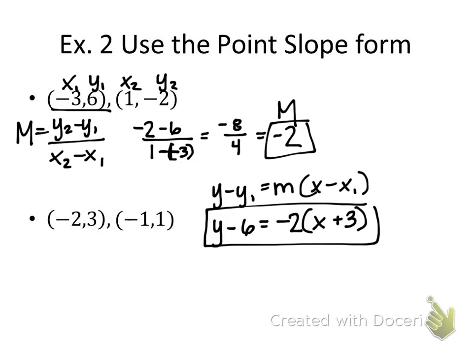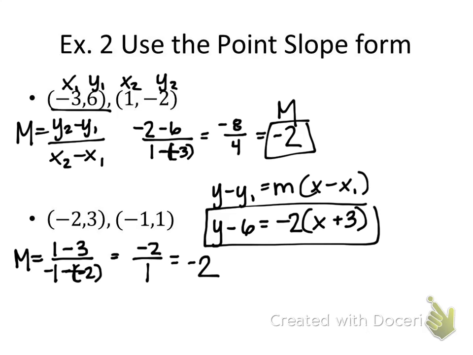Okay, so let's do the same thing in this next problem. I've got to find a point and a slope. Well, they've given me my point. I've got two of them. And now I'm going to use my slope. So I've got to find my slope. So I'm going to have m equals y2, which is 1, minus 3, which is y1, over x2, which is negative 1, minus x1, which is also negative 2. 1 minus 3 is negative 2. Negative 1 plus 2 is 1. So my slope is going to be negative 2.